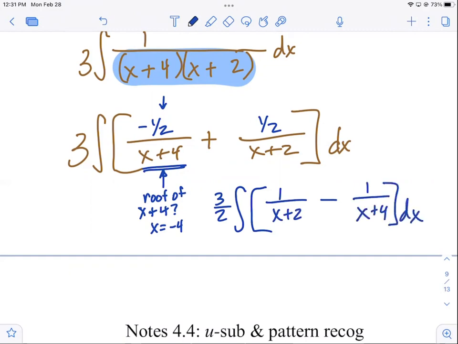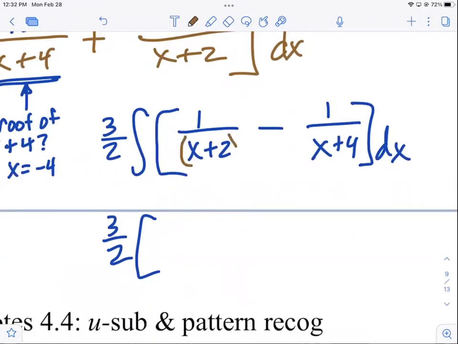Okay. Now, while there isn't a product rule, where you take the integral of one times the integral of the other, there is a sum and difference rule, right? I could take the integral of term down the line. So here's what it becomes. 3/2 goes along for the ride. And then look, what is the antiderivative of 1 over x plus 2?